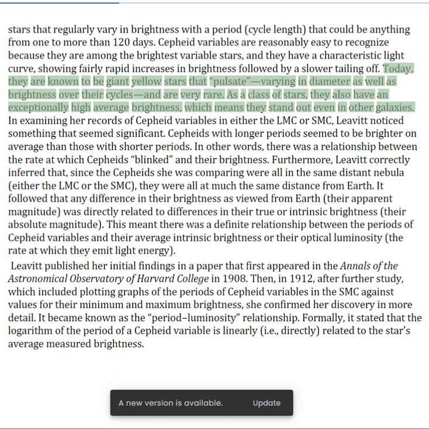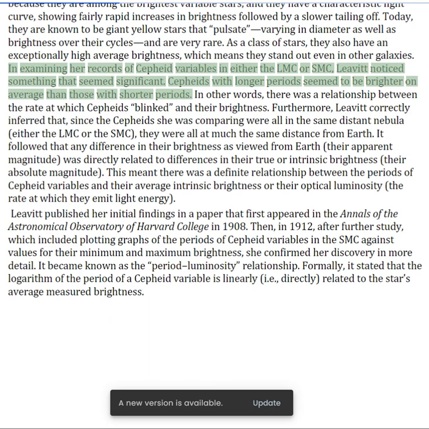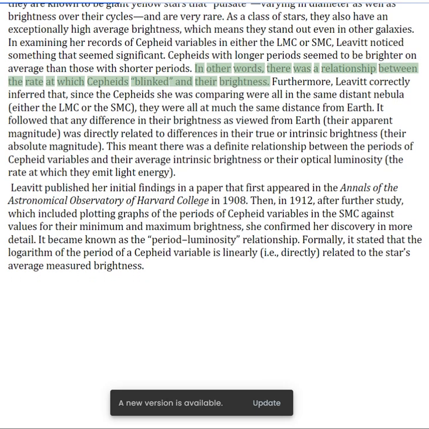Today, they are known to be giant yellow stars that pulsate, varying in diameter as well as brightness over their cycles, and are very rare. As a class of stars, they also have an exceptionally high average brightness, which means they stand out even in other galaxies. In examining her records of Cepheid variables in either the LMC or SMC, Leavitt noticed something that seemed significant. Cepheids with longer periods seemed to be brighter on average than those with shorter periods. In other words, there was a relationship between the rate at which Cepheids blinked and their brightness.